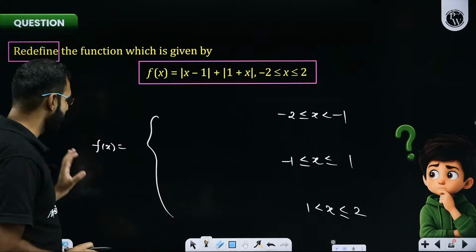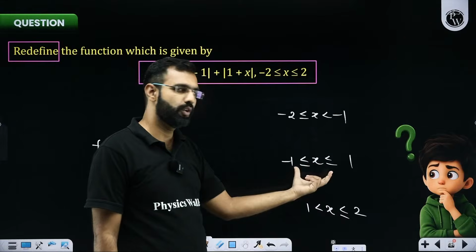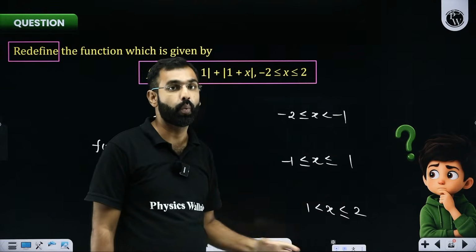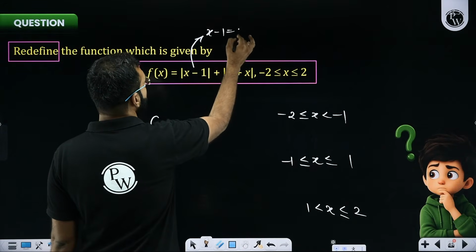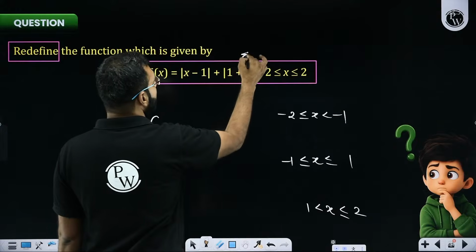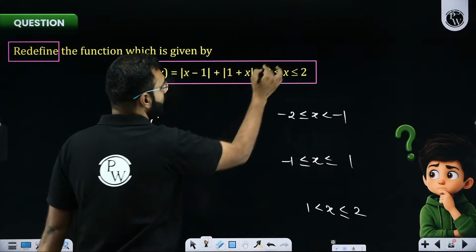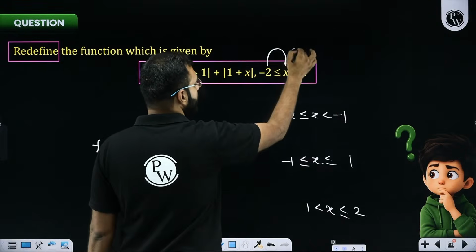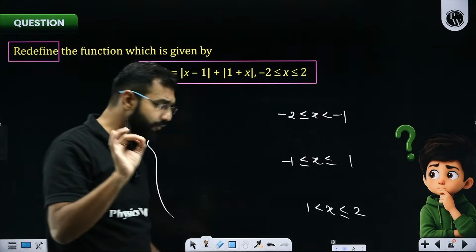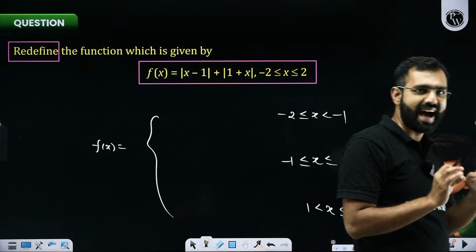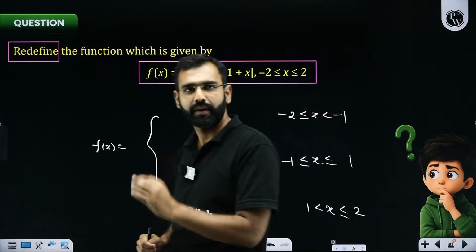So here we are. f(x) is defined from -2 to -1 as something, from -1 to 1 as something, and from 1 to 2 as something. Why did I do it? Because x - 1 becomes 0 at x = 1, and x + 1 becomes 0 at x = -1. So I'll break this whole function from -2 to -1, then -1 to 1, and then 1 to 2. These three parts I'll break it into. Everybody who is watching sincerely has understood why I divided the definition of this function into 3 parts? Everybody got it?